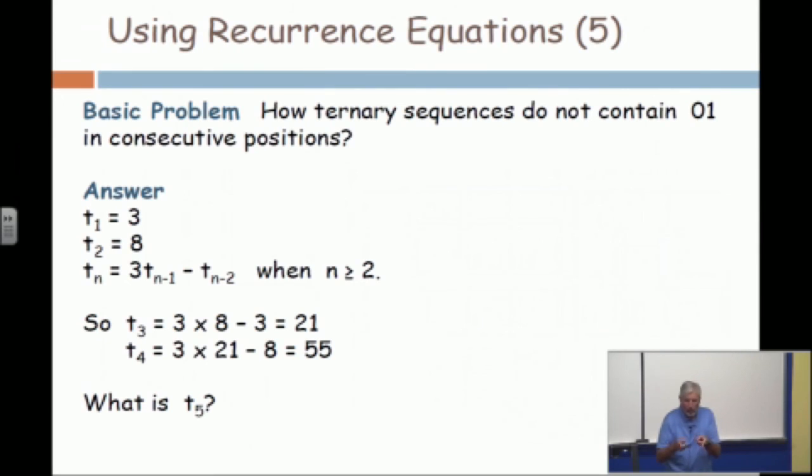So that's the recurrence. Tn is 3 times Tn minus 1 minus Tn minus 2. So now I can verify that T3 is 3 times 8 minus 3, which is 21. T4 is 3 times 21 minus 8, which is 55, et cetera, et cetera. That's pretty neat, isn't it?